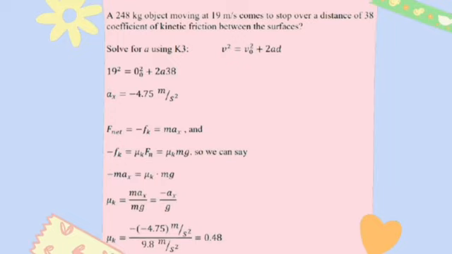To find mu k, we derive it from this equation. Net force equals mu N equals mu mg. Net force and frictional force is ma. So mu k equals negative a over g after we cancel out the m. So the answer is 0.48.